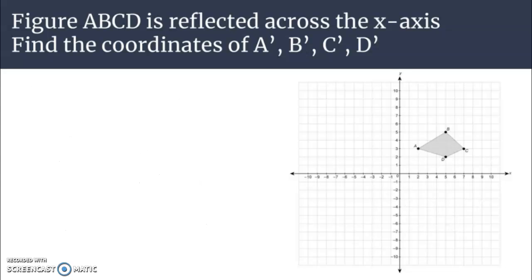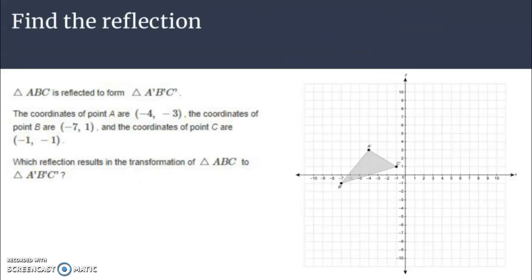x-axis. Next we have another reflection, and it says ABC is reflected to form A prime, B prime, C prime. So this is the reflected figure. Here's the coordinates of the original. A is negative 4, negative 3 right here. So there's A. B is negative 7, positive 1.